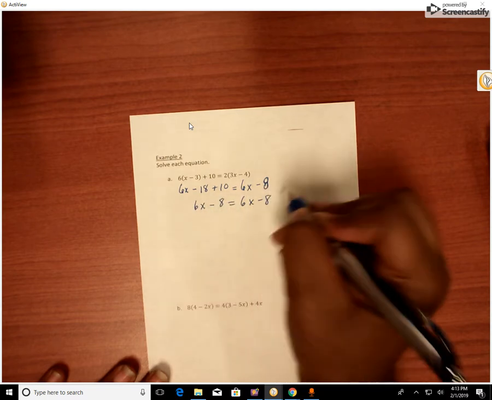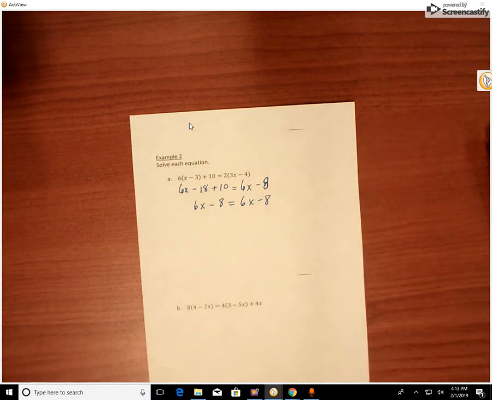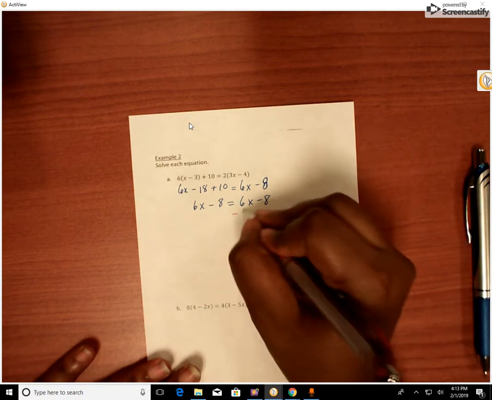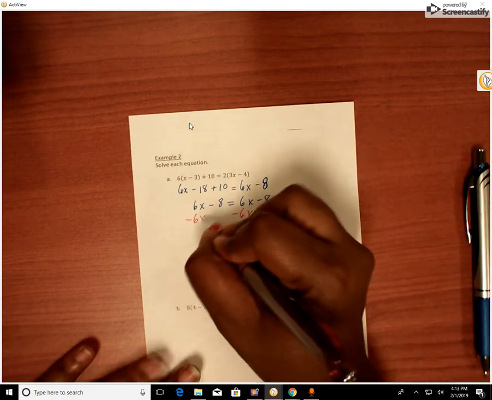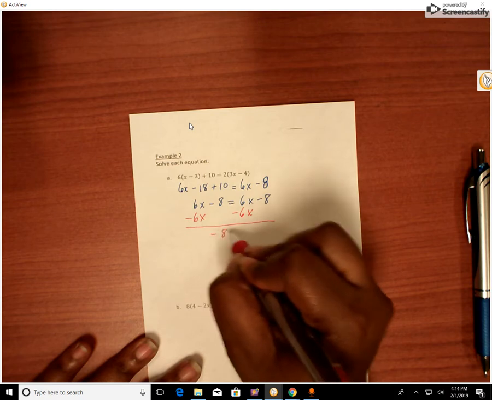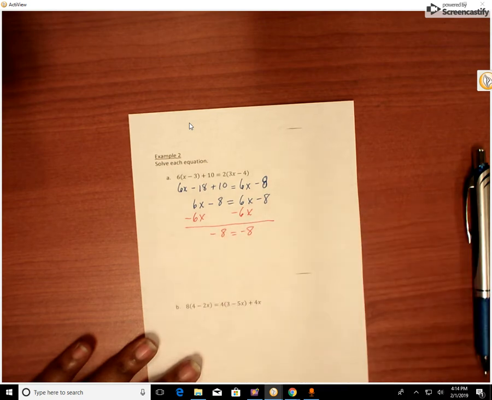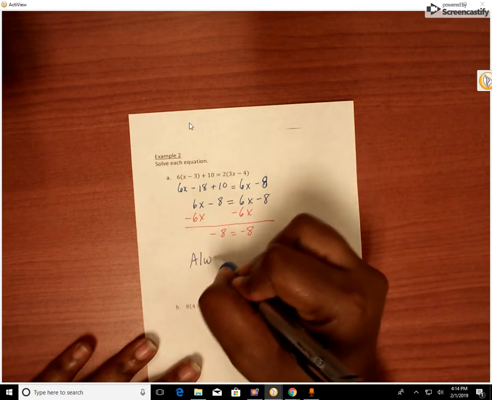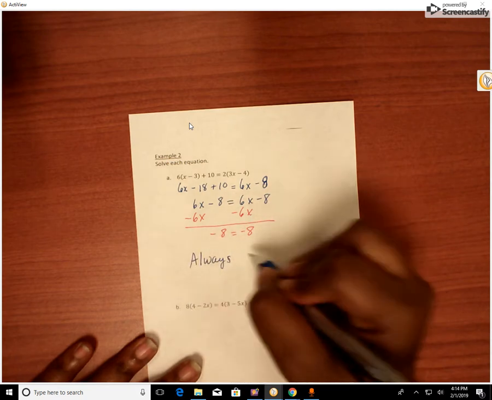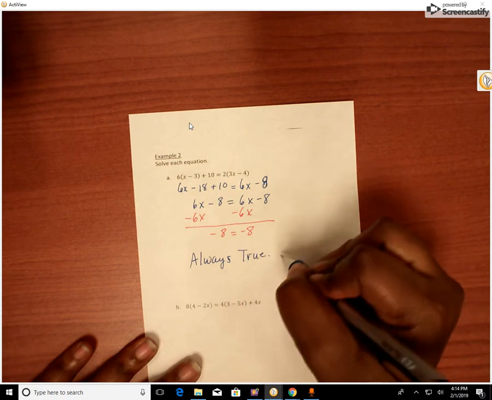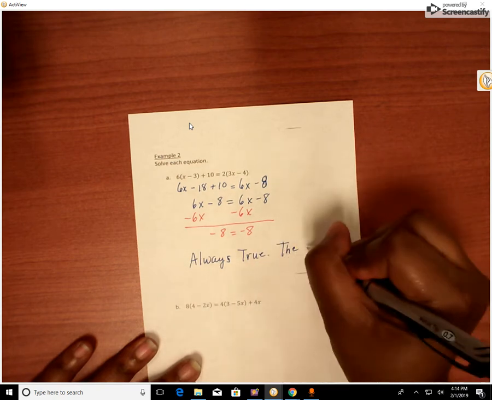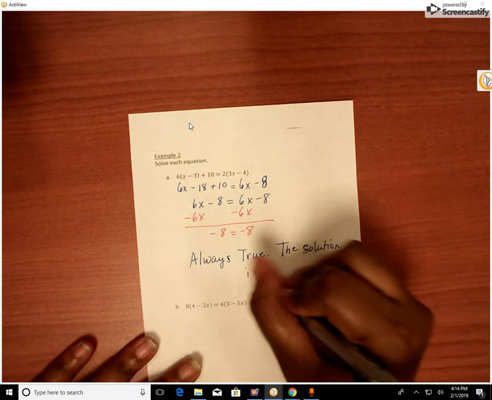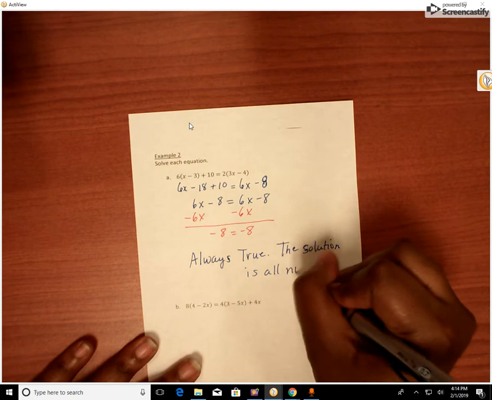And I can check myself in the calculator. Oh, this is like one of our properties we went over just a minute ago. Let's subtract 6x from both sides. And I get a negative 8 equals a negative 8. So, since these are equal, I already told you they're always true. And the solution is all numbers.